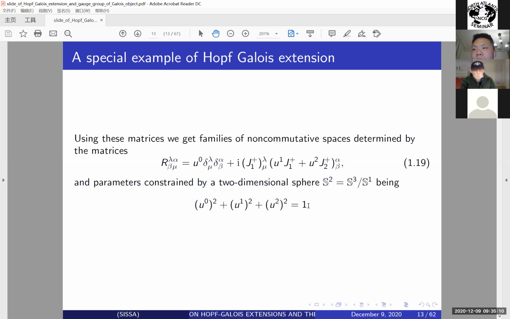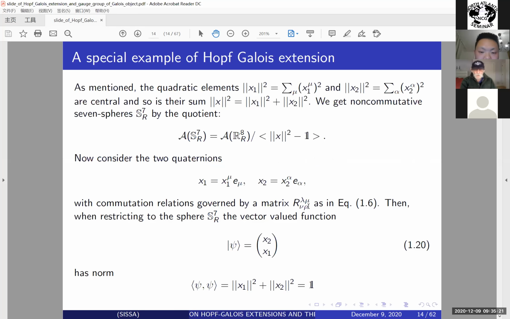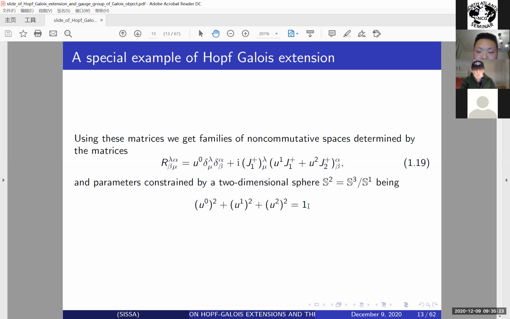I mean the group algebra has its corresponding coproduct, and this is commutative. This is a Hopf algebra, and I will give it later. The Hopf algebra is functions on SU2. Yes. Polynomial functions, regular functions. Yeah, the polynomial functions.